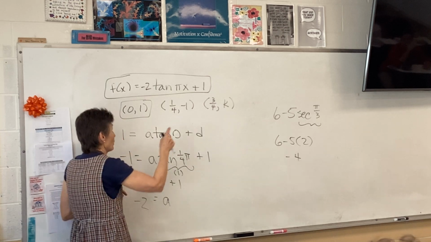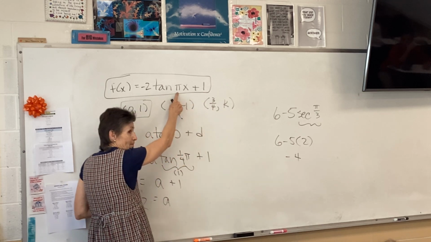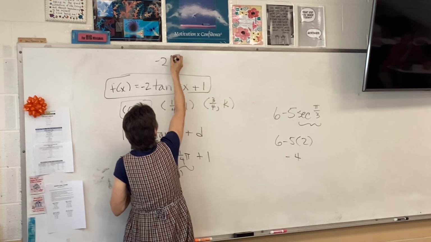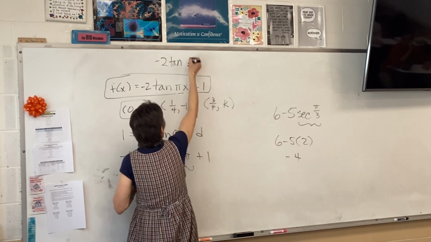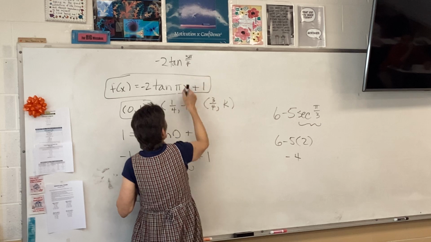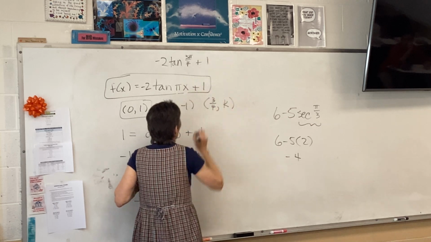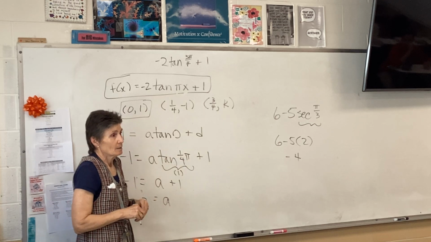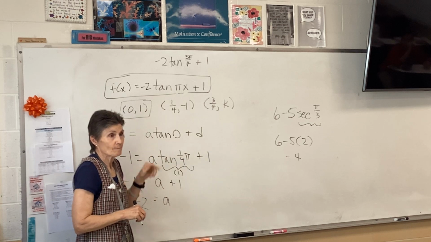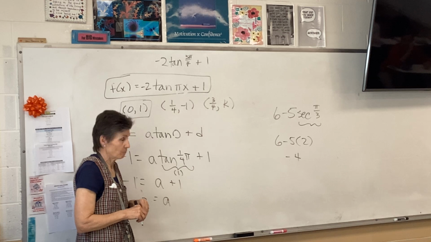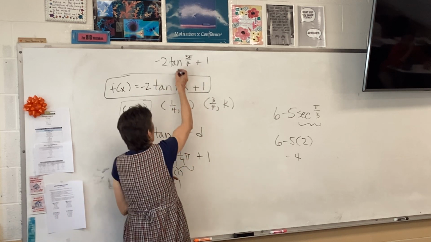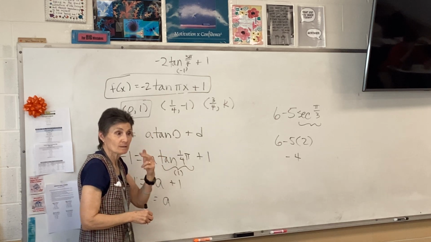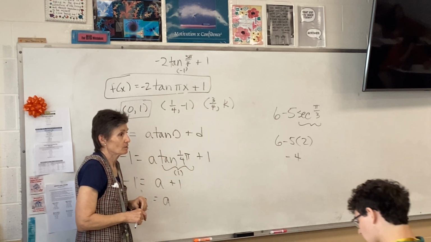Okay, so now we're going to plug in 3/4 right here. So we have negative 2 tangent 3/4 pi plus 1. What is the tangent of 3 pi over 4? That's negative 1. So negative 2 times negative 1 is 2, plus 1 is 3. So k is 3.